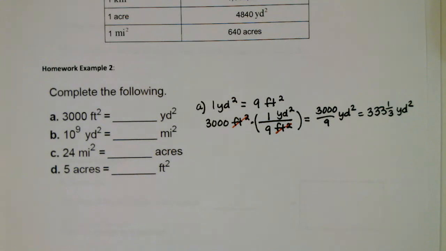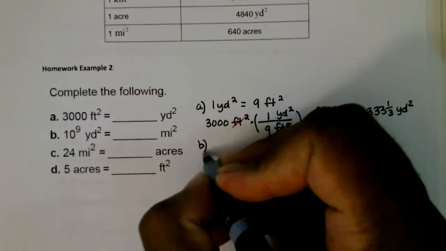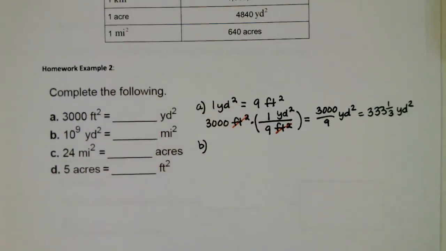Okay, so they're going to want that as a mixed number or as a mixed fraction. So it'd be 333 1/3 square yards. You just have to divide 9 into 3,000, and then convert the fraction part in simplest form. So that's part A. Part B, 10 to the 9th square yards is equal to how many square miles? Wow.